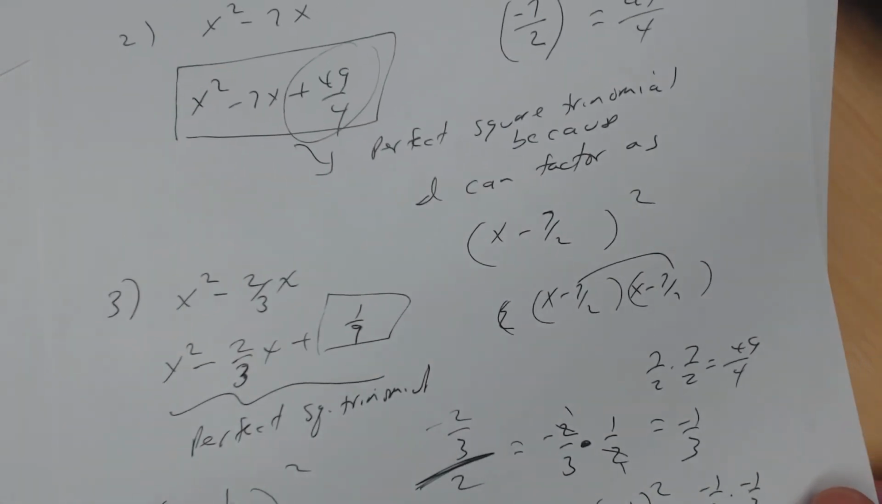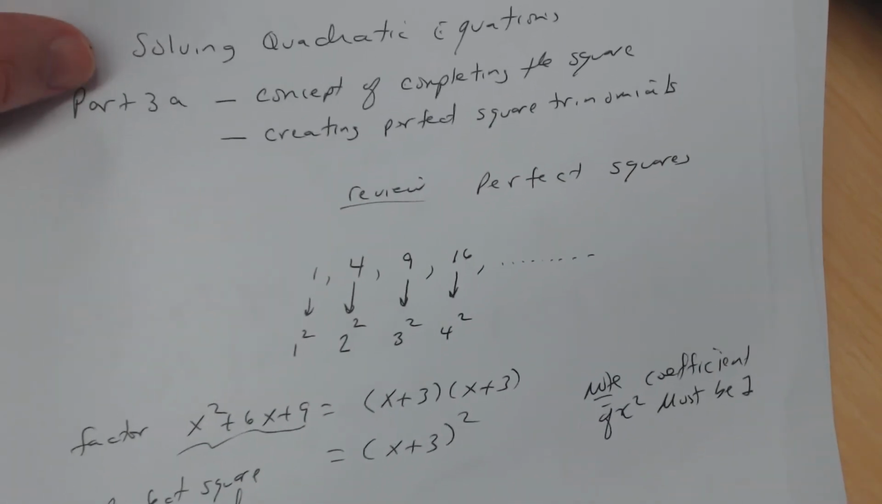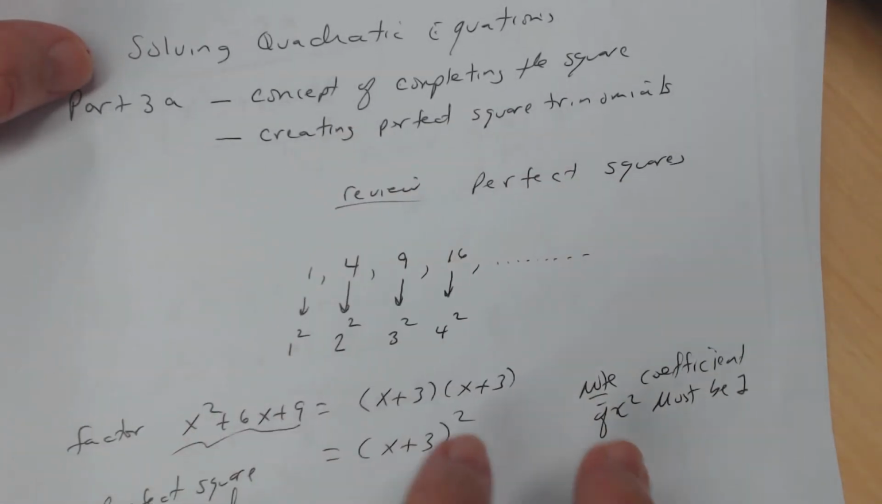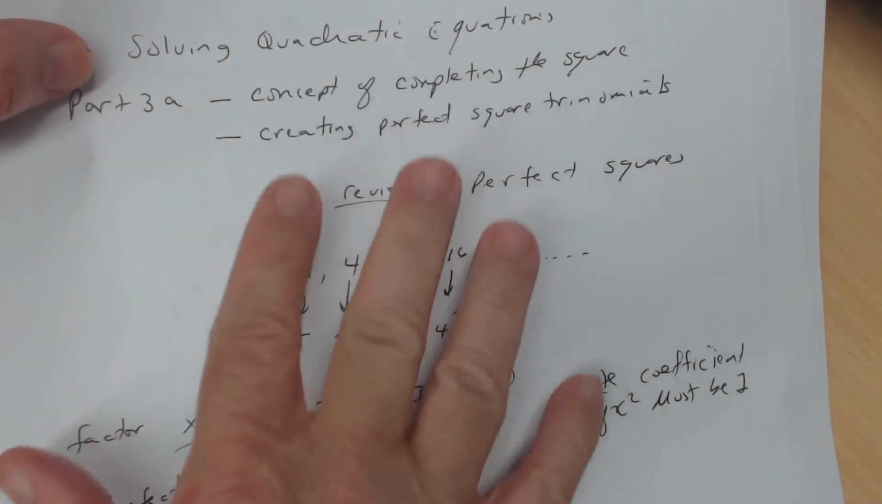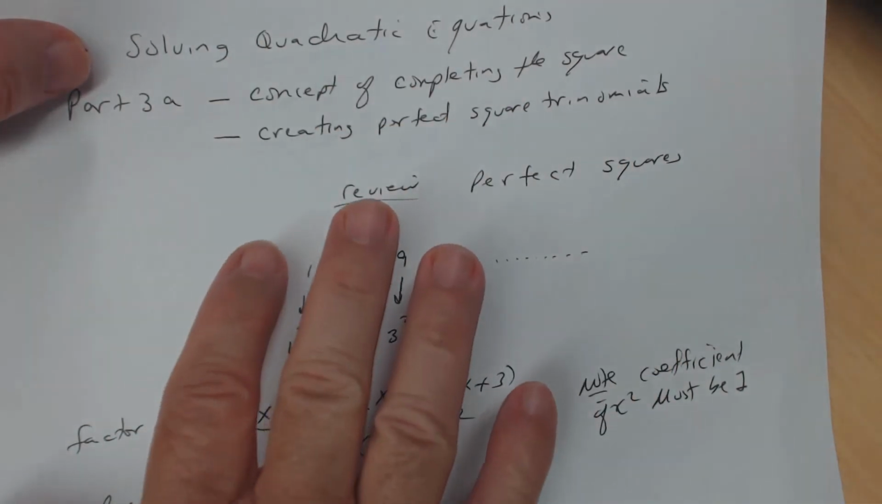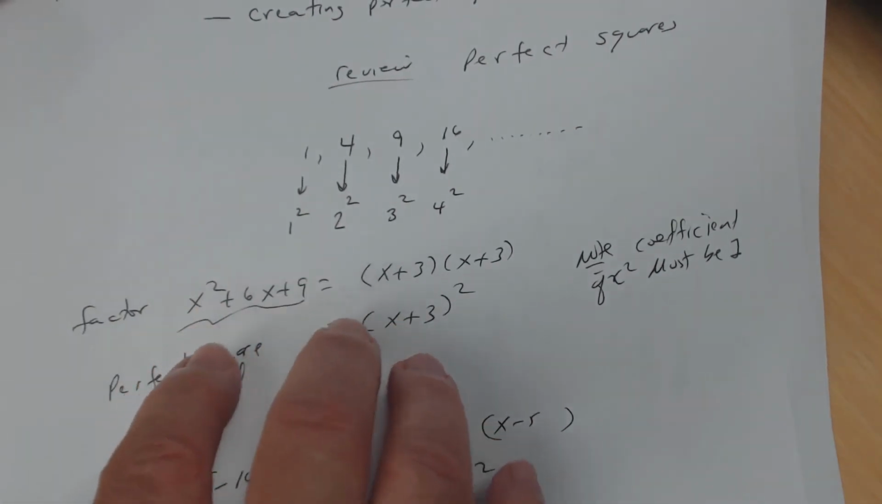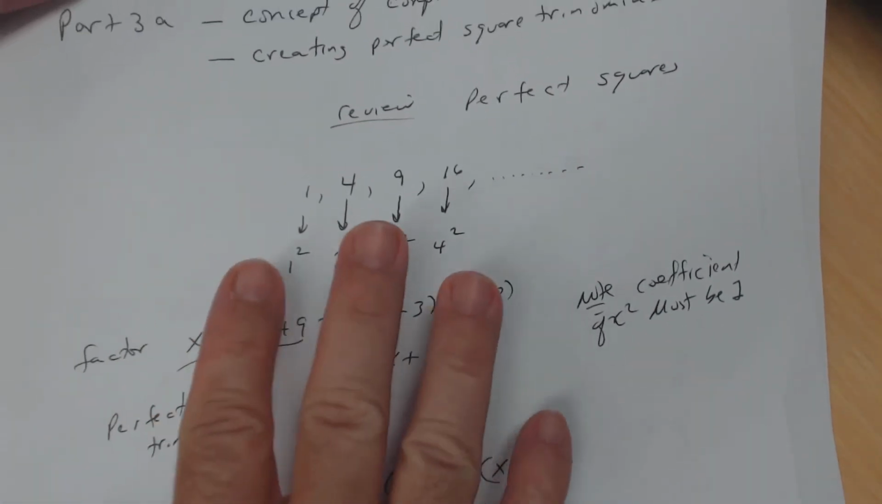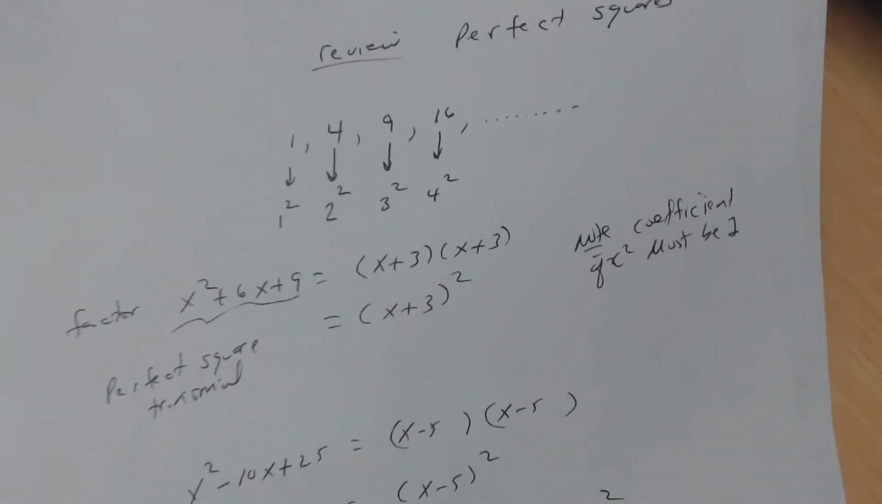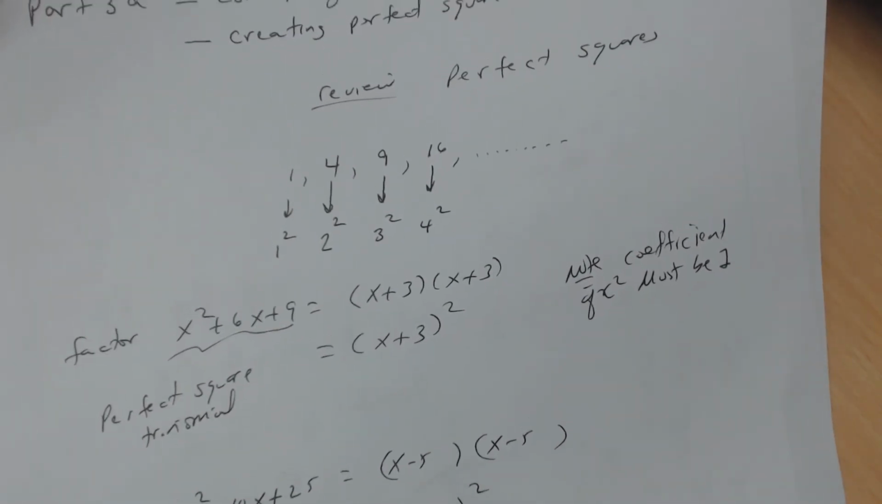So that's the basic concept of 3a. Before we actually solve quadratic equations by completing the square, you needed to understand the idea of perfect square trinomials, and that's what this is. All right, so that's the end of part 3, 3a.